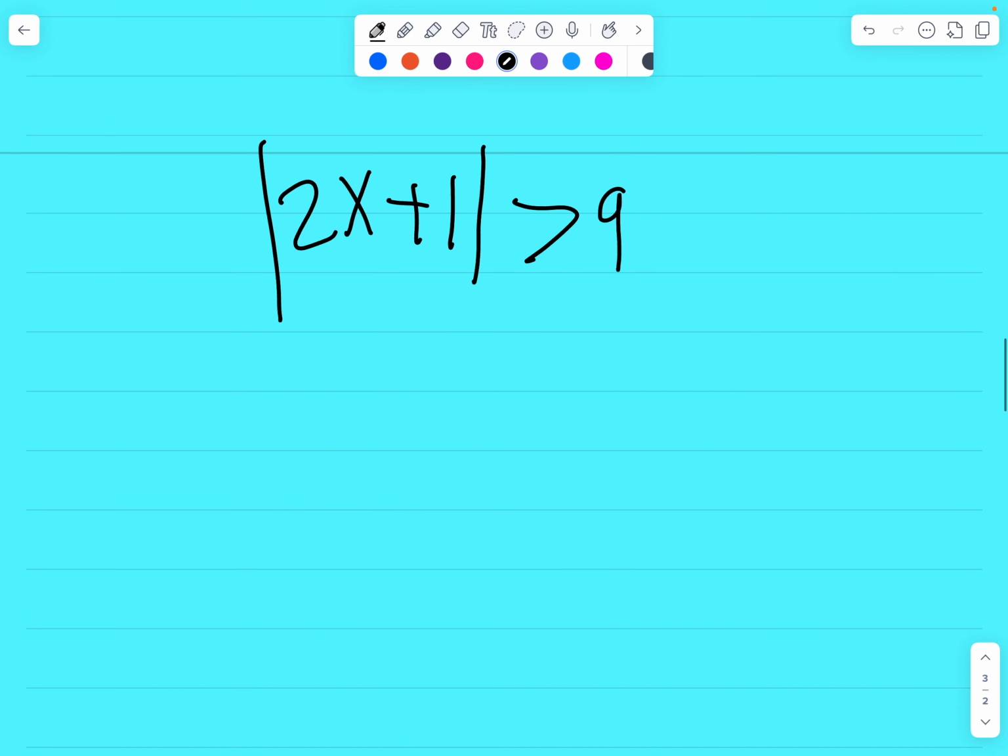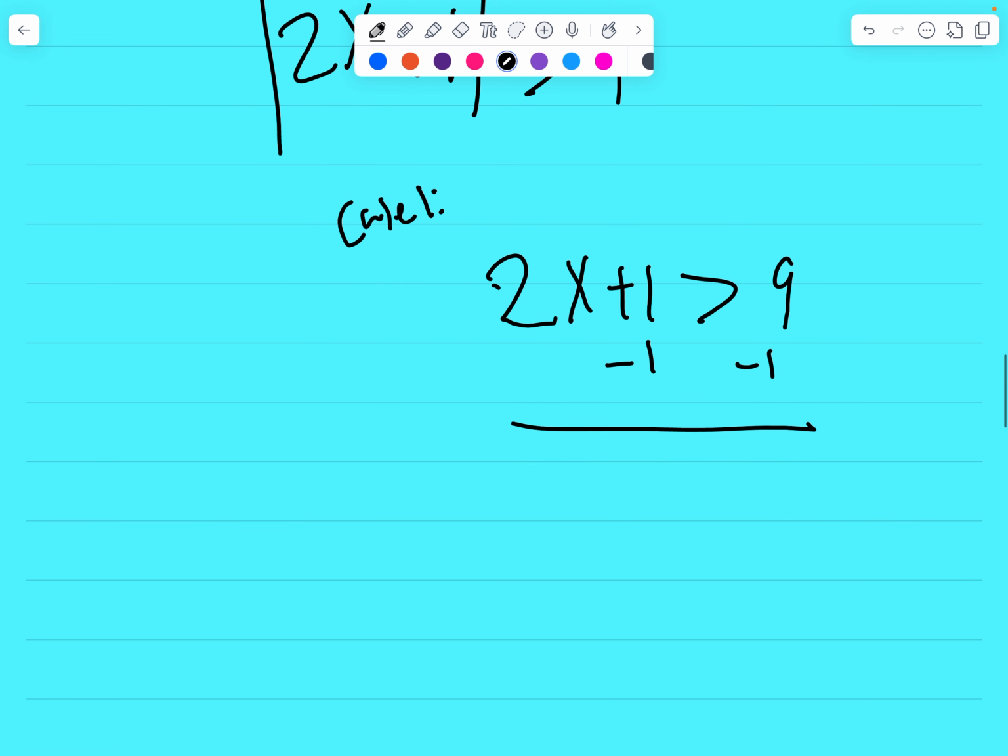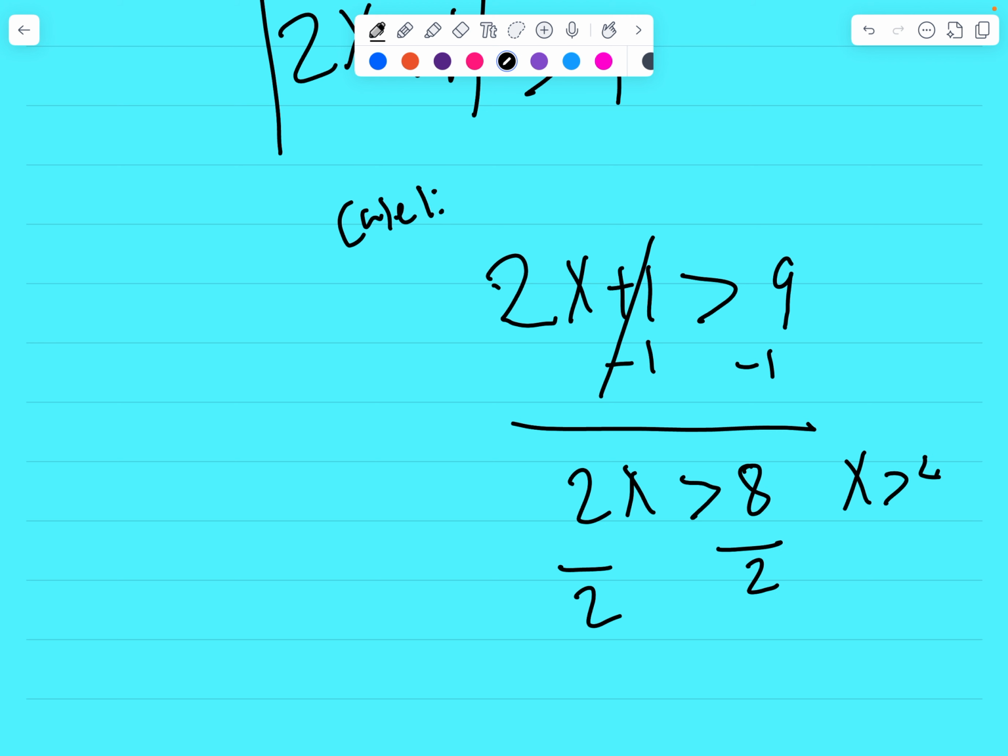We have the absolute value of 2x plus 1 is greater than 9. We want the expression 2x plus 1 to be more than 9 units away from 0. So this creates an OR inequality. So here's case 1. Having 2x plus 1 is greater than 9. We can minus 1 on both sides to isolate x. And we end up with 2x is greater than 8, right? We're going to divide both sides by 2. And we get x is greater than 4.